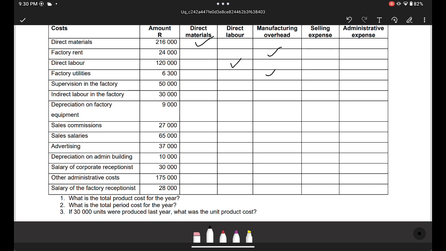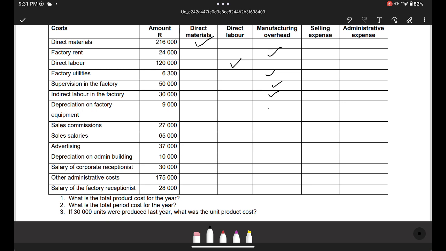Okay, let's continue. Now, supervision in the factory. This is a person who looks at all the products being made. He's constantly in the factory, constantly looking at the products. He's not directly making the products. He's watching the products. He's a roof. He watches over you. So all overheads are like the roof. Indirect labor in the factories, all indirect costs are overheads.